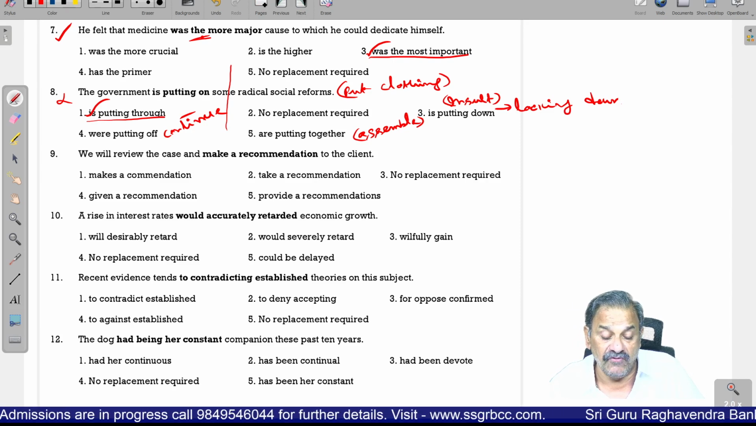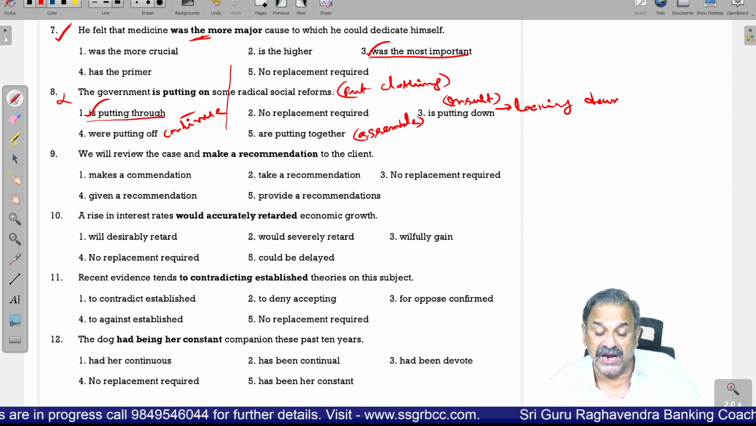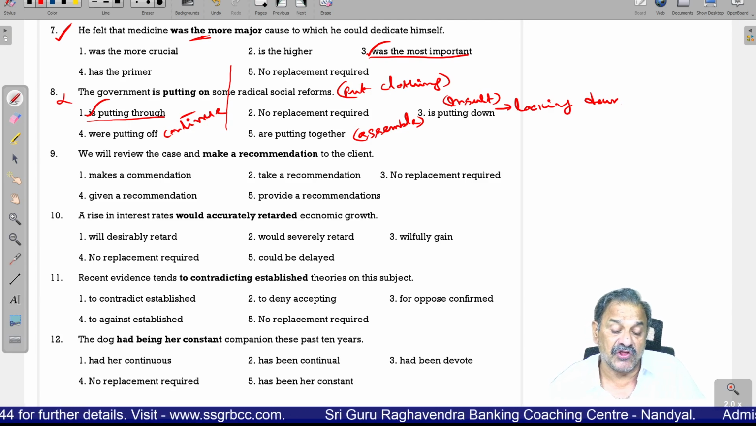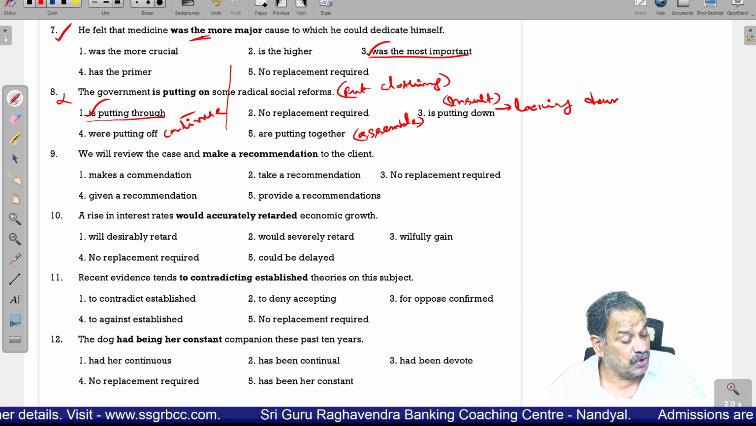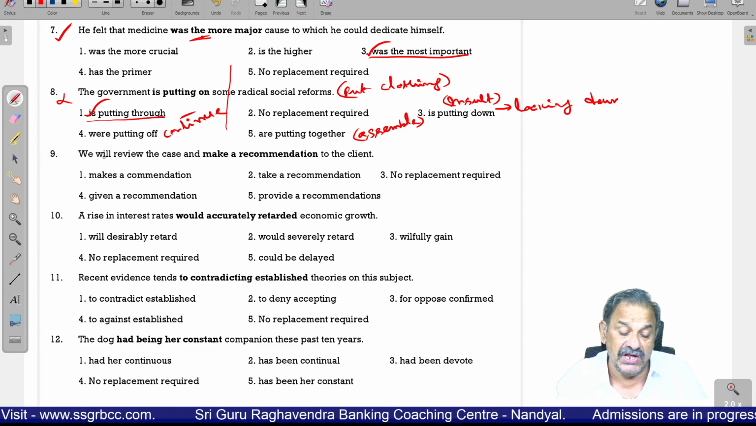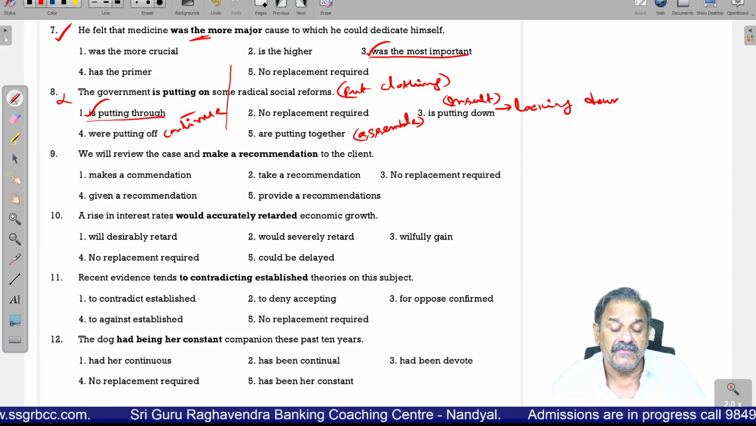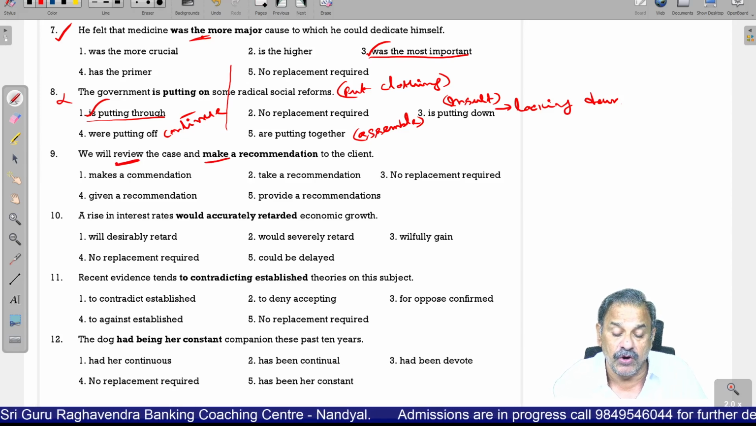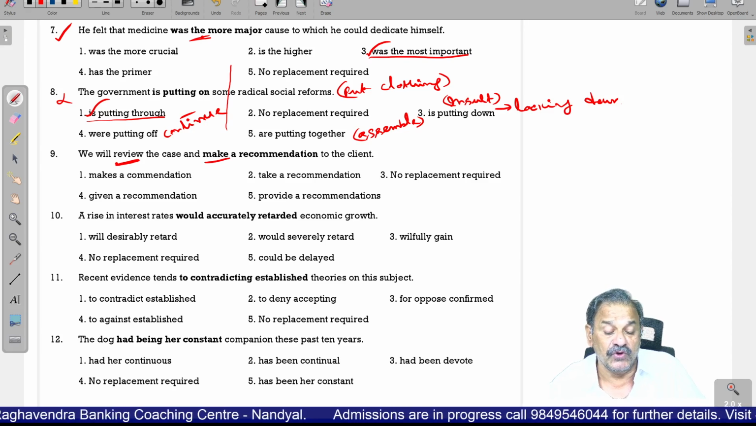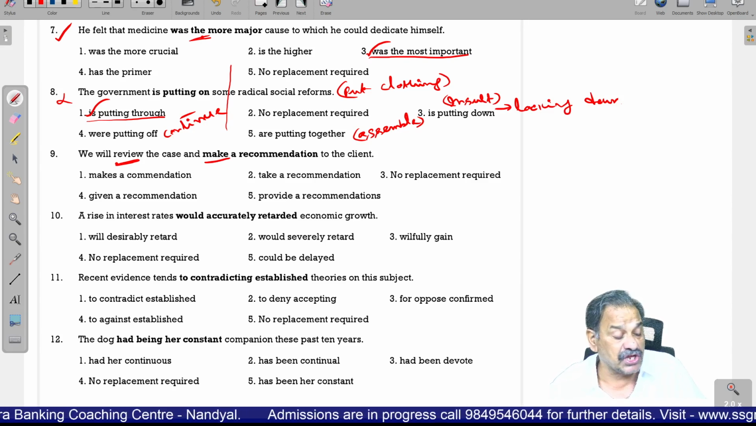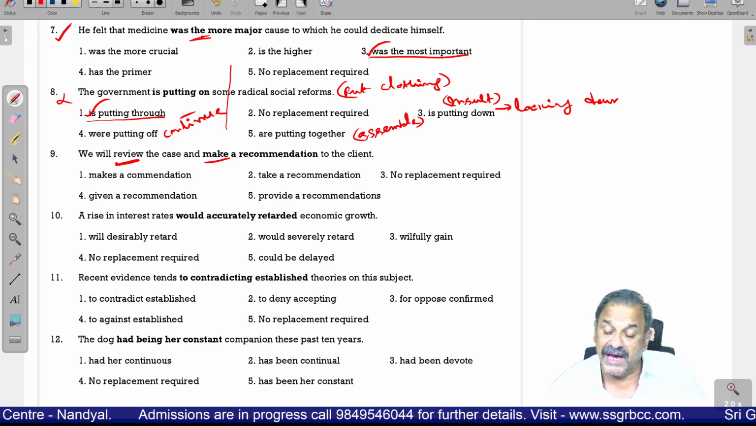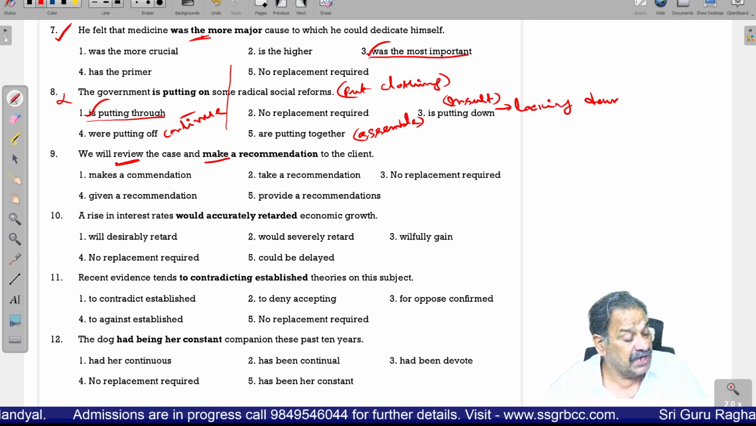Then we will review the case and make a recommendation to the client. We will review the case and, singular, case is singular. So we will review the case, but will is there. After will, what you have to use? First form of the verb. We will review is the first form. Then also you have to use first form. So we will review the case and make a recommendation to the client. So as per that, no replacement is required.